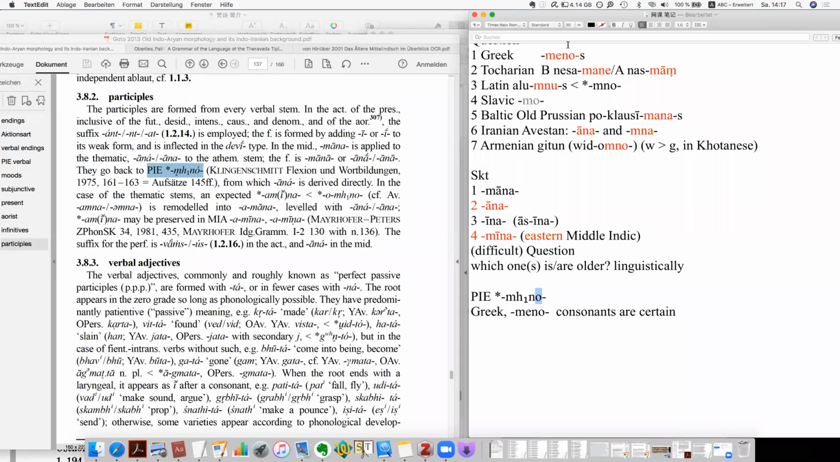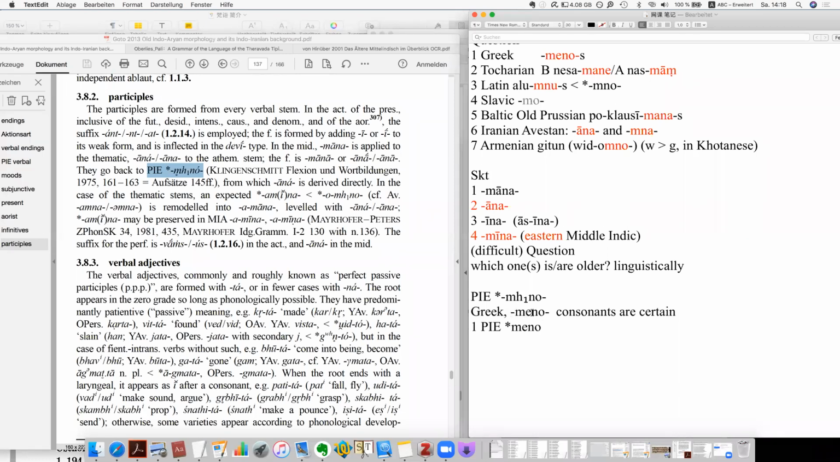In Latin and also in Greek, we know that the final vowel is O. So the only difficulty lies in the vowel between M and N, right? So first thought, we have in Greek μένος. So probably PIE should be meno, right? So this is a very simple guess, right?